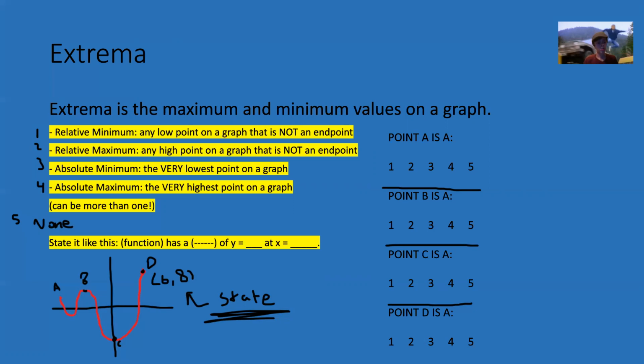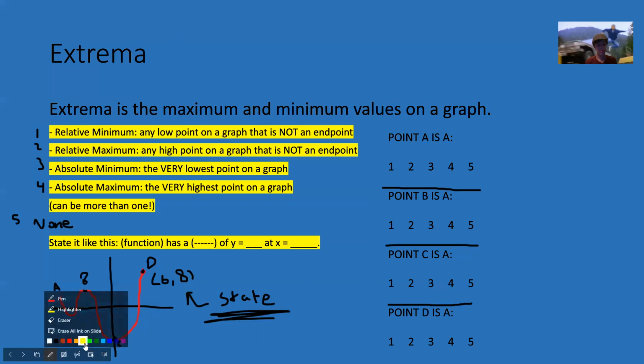So let's look at this. When you state the Extrema, you state it like this. The function, which in this case, let's just say f of x, has whichever one of these there is. Let's say it has a relative minimum at y equals whatever it is, x equals whatever it is. Wherever the point is, you state it as y, x. So you kind of just flip the points. So let's practice with this graph. Only one of the points is labeled, and we'll state that in a minute.